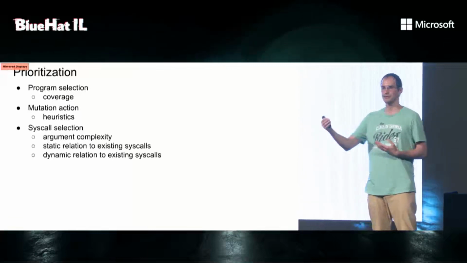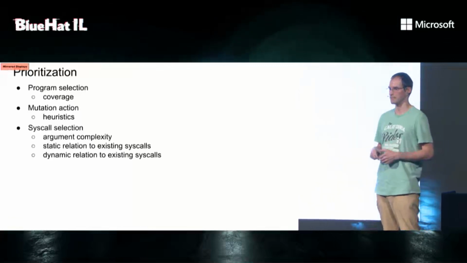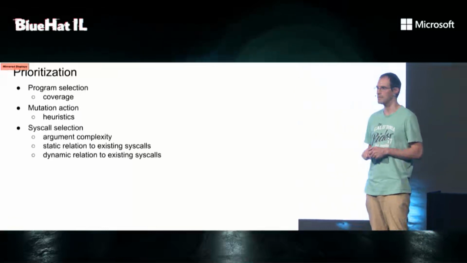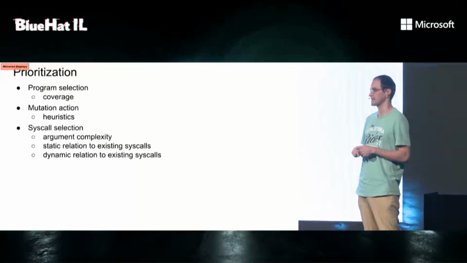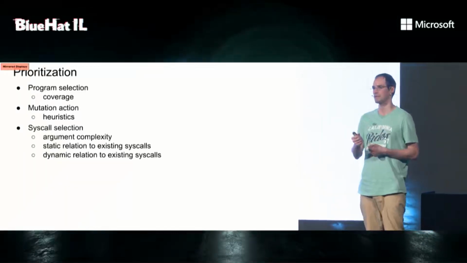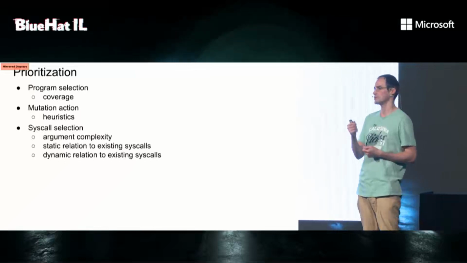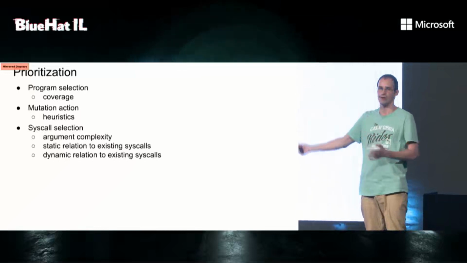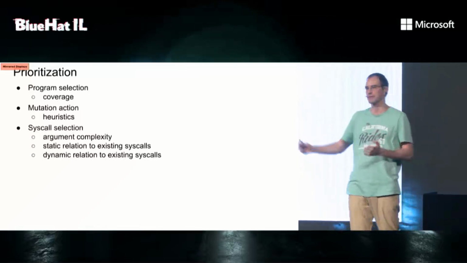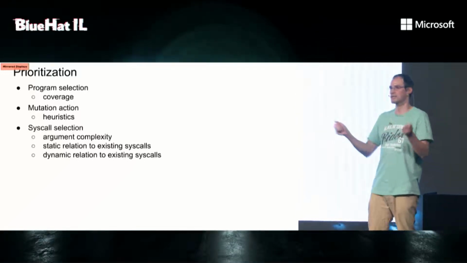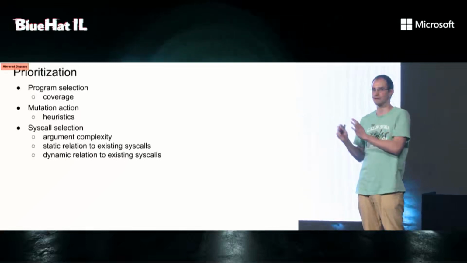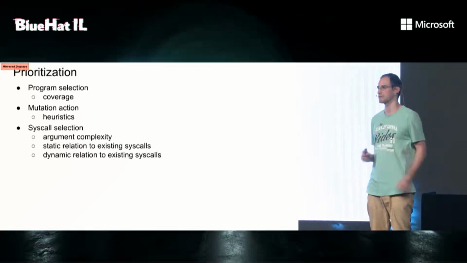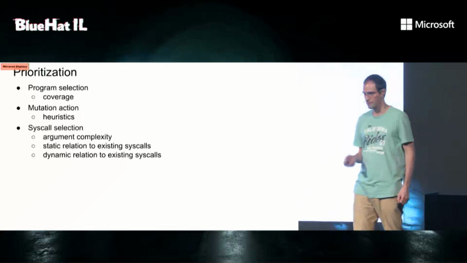Also, when we insert a new system call, we have a set of priorities for this. First of all, we look at argument complexity again. We may have a sched_yield system call which doesn't have any arguments, and another system call with very complex arguments and a large search space. So we want to test both, but again, we want to drive testing towards the more complex system call.